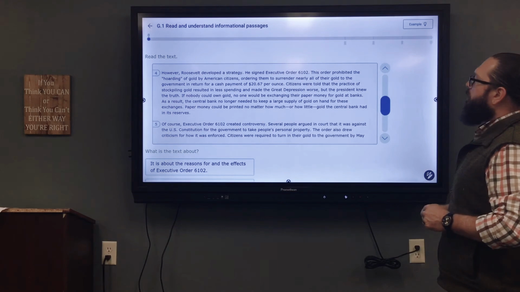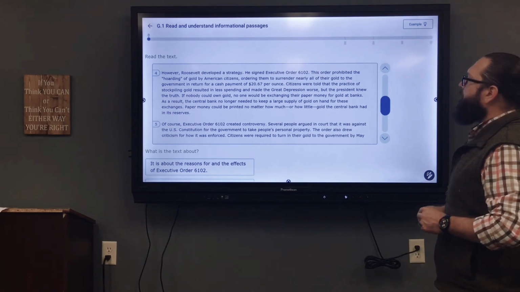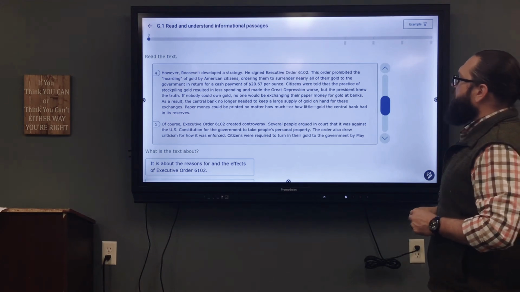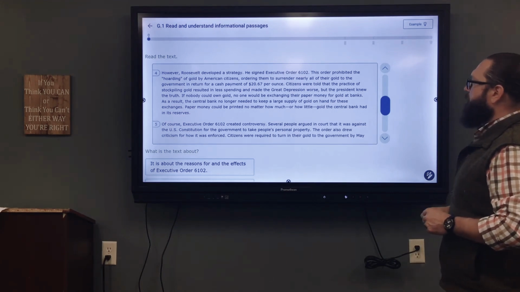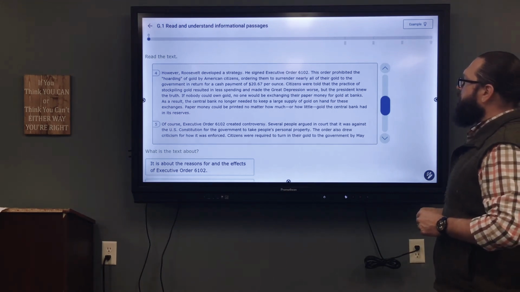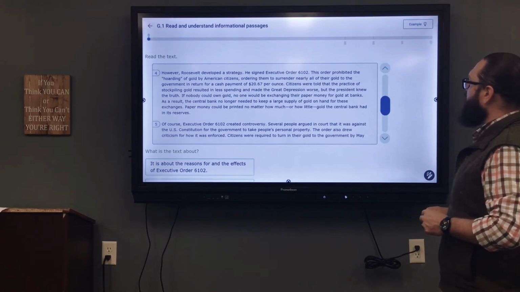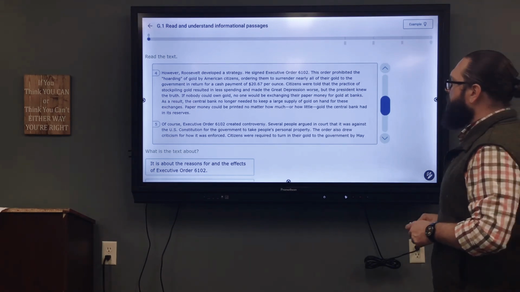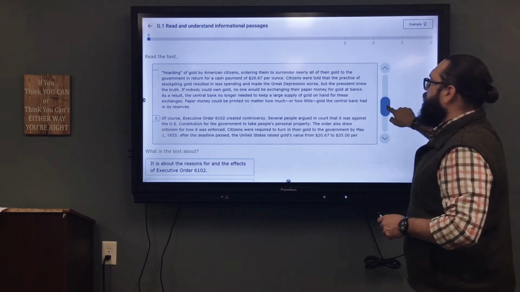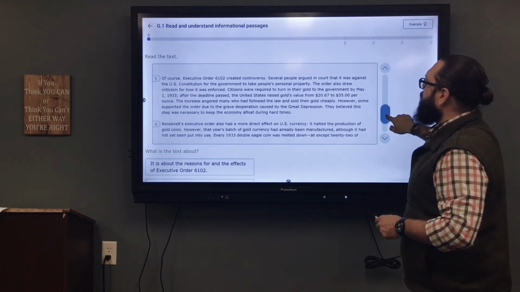If nobody could own gold, no one would be exchanging their paper money for gold at banks. As a result, the central bank no longer needed to keep a large supply of gold on hand for these exchanges. Paper money could be printed no matter how much or how little gold the central bank had in its reserves. Of course, Executive Order 6102 created controversy.